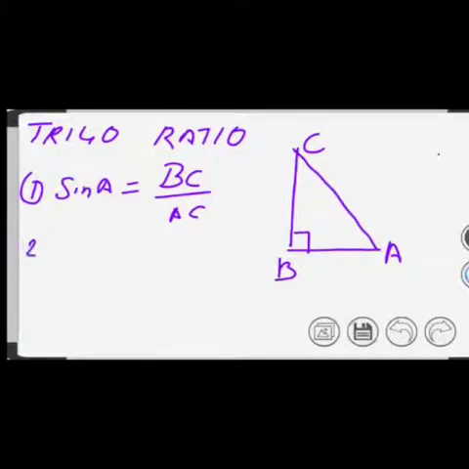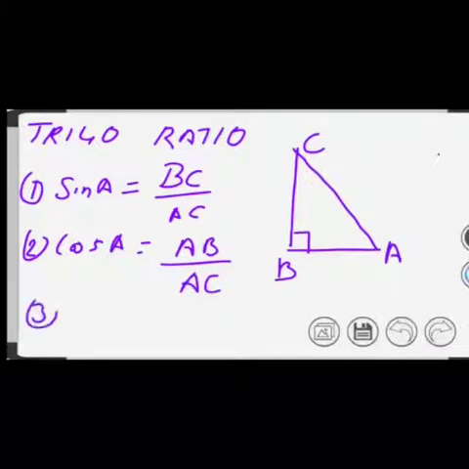Second is cosine, that is cos. Cos A is what? It is the side adjacent to angle A divided by hypotenuse. That means AB, because AB is adjacent to angle A, divided by hypotenuse, or we can write AC.